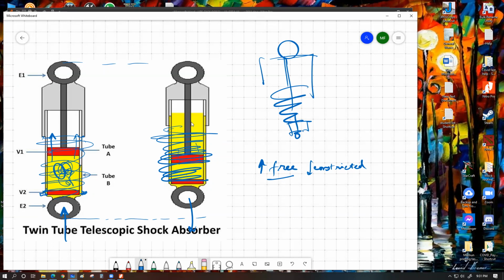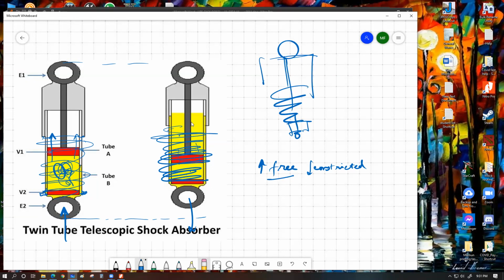Yes, naturally. But we don't want that to happen. What we want is that vibration not to be continued. So what we're doing, we're locking up that energy by using the valves. So we're allowing some amount of oil to push up when the spring is getting compressed, but not allowing the oil to flow down immediately.